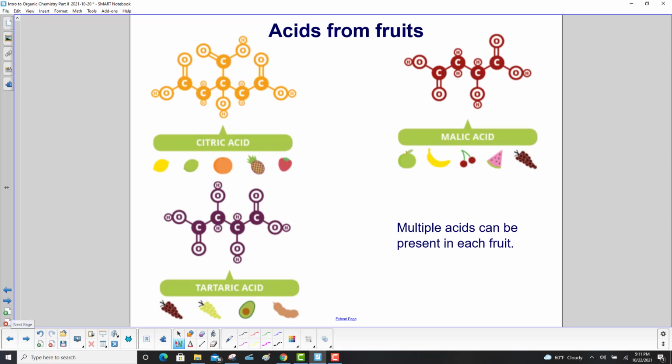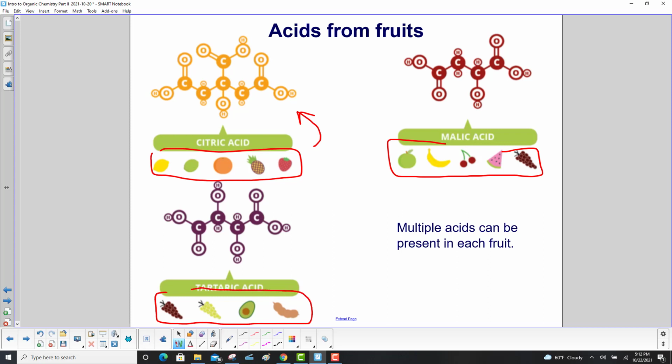This picture is showing that multiple acids can be present in each fruit. So here we have citric acid in these various fruits. Okay, malic acid would be over here, and tartaric acid is here. And let's see, grapes have tartaric acid, and they also have malic acid.